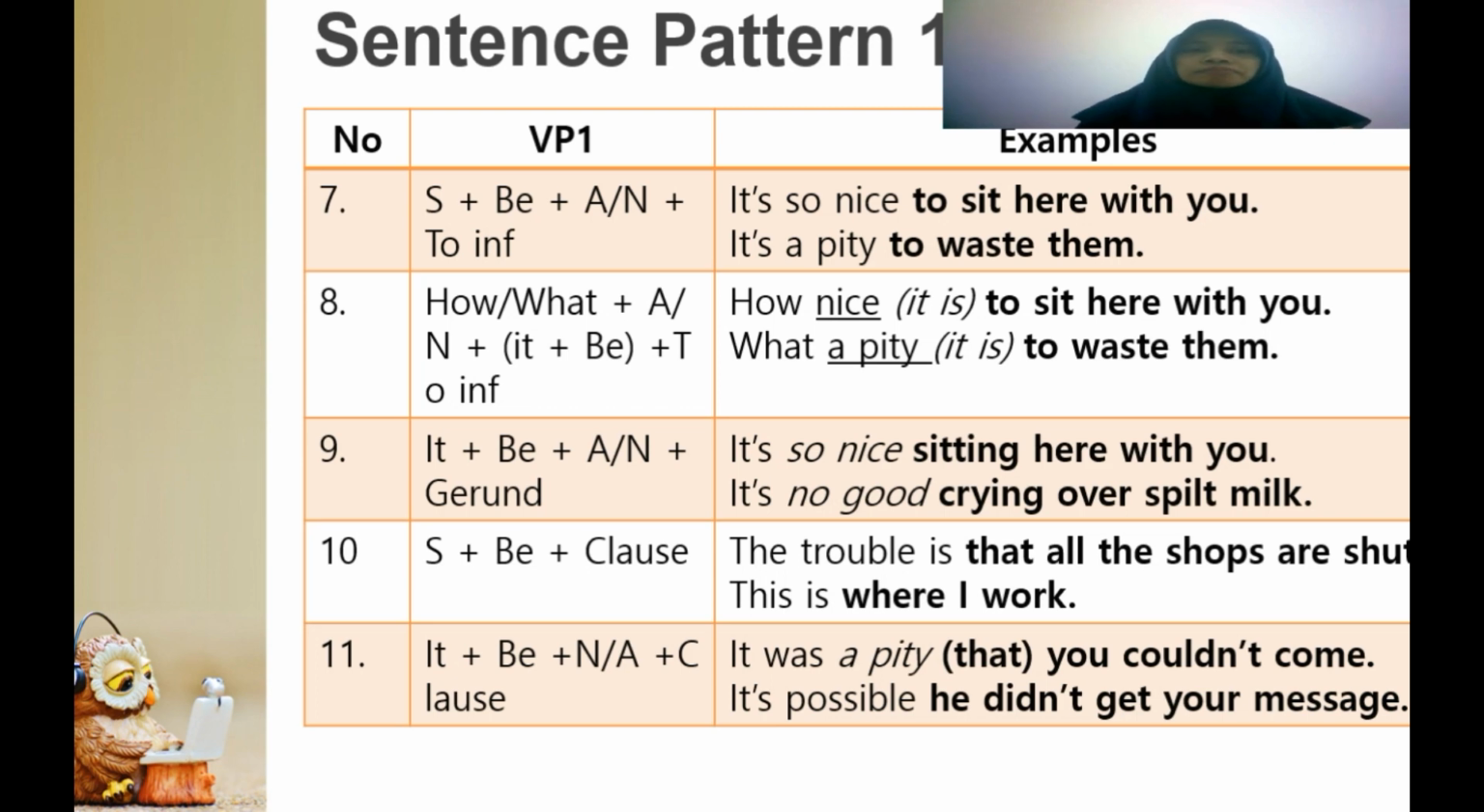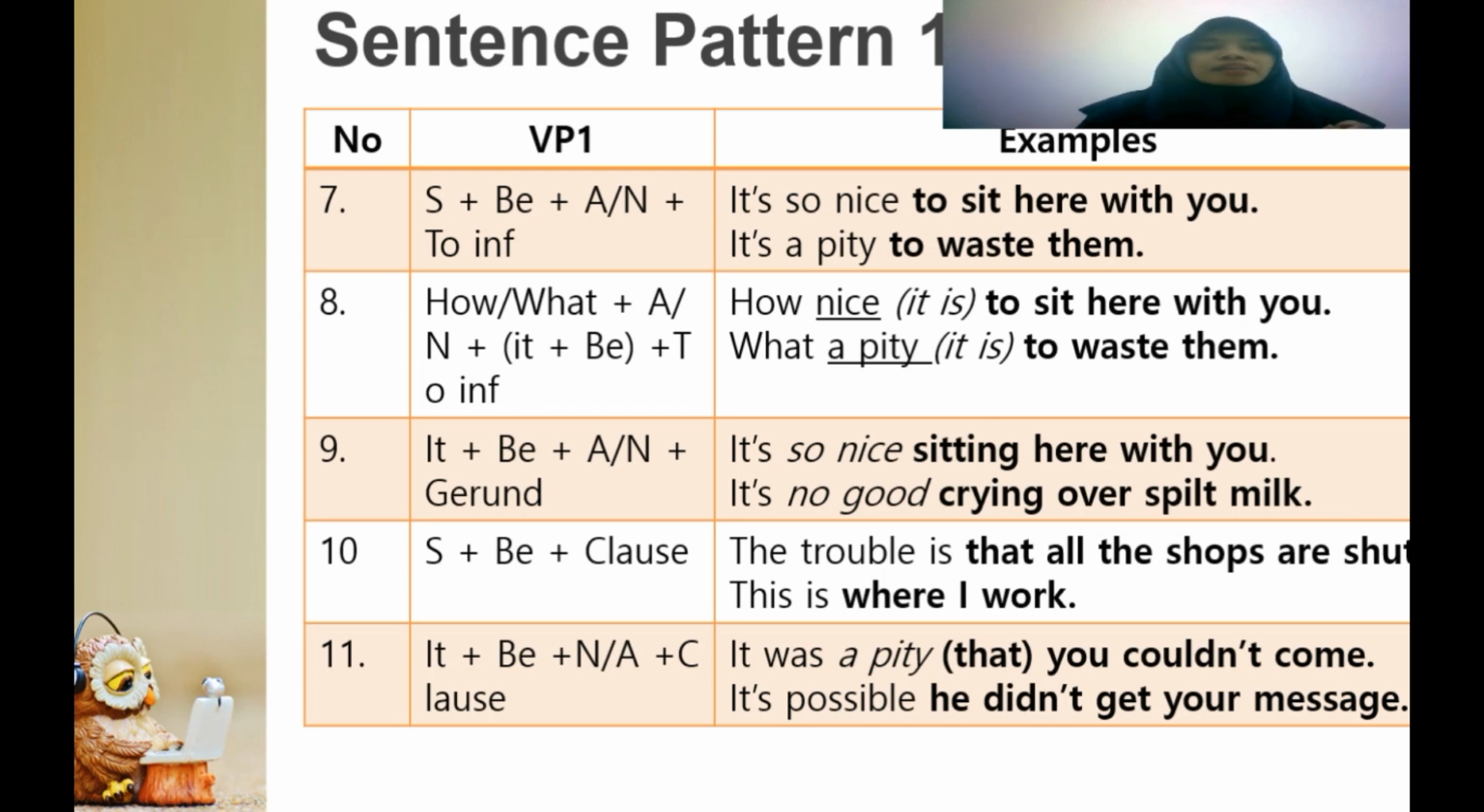The parenthesis here indicates that it's an optional rule, so you can use the it plus be rule, or you can omit it, plus to infinitive or to infinitive phrase. For example, how nice it is to sit here with you. You can also say how nice to sit here with you. That's okay. Or what a pity it is to waste them. Or what a pity to waste them.